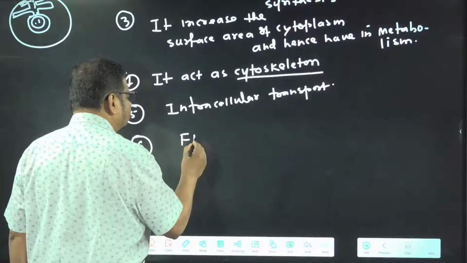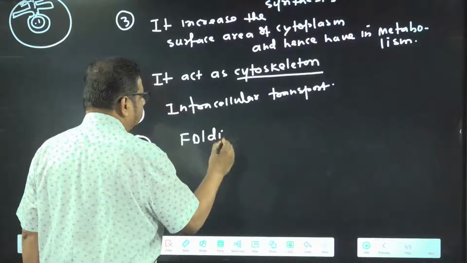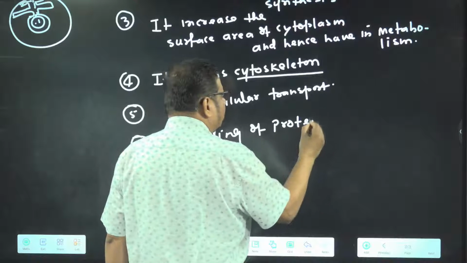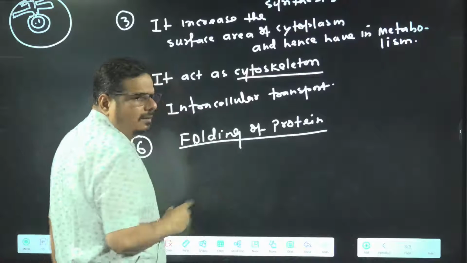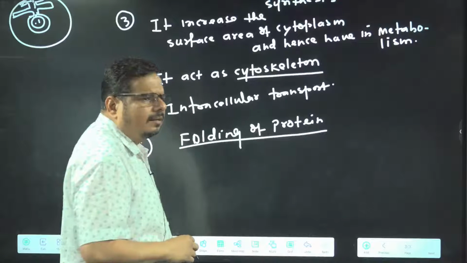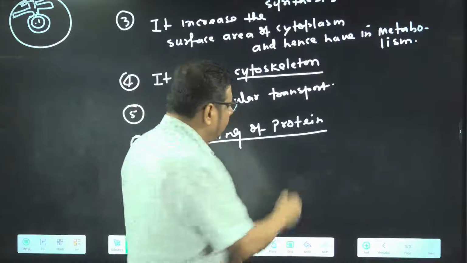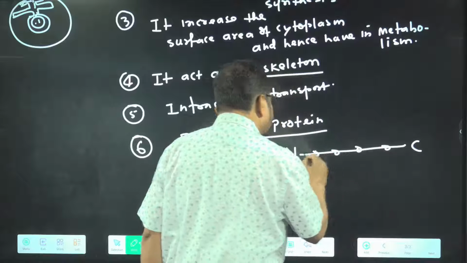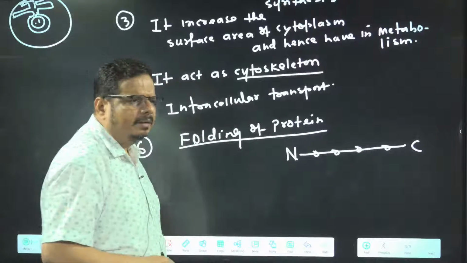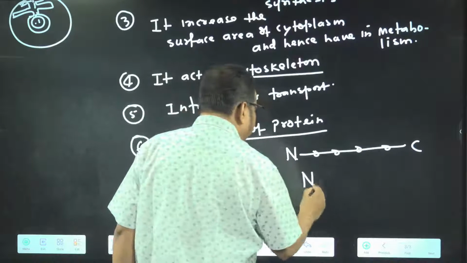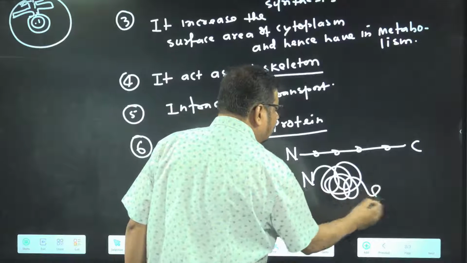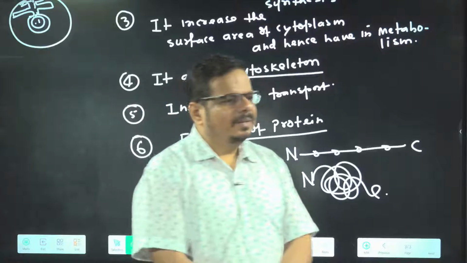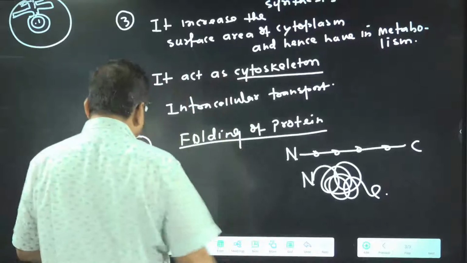Now I am writing some more functions here. Folding of protein. When protein synthesis occurs, the primary structure of protein is forming, right? N-terminal, C-terminal. Now, when protein undergoes tertiary structure, it enfolds like this. So this folding of the protein occurs in which one? Endoplasmic reticulum.